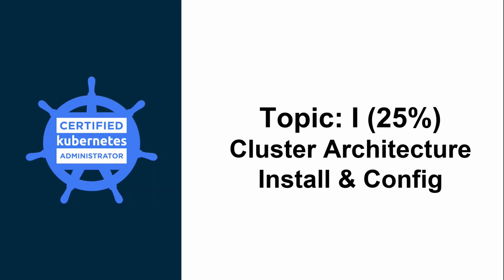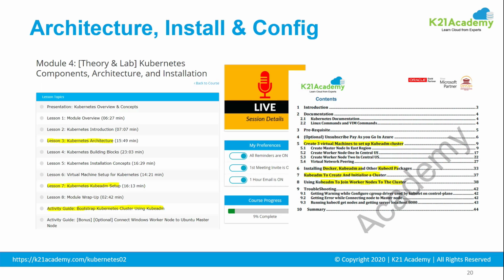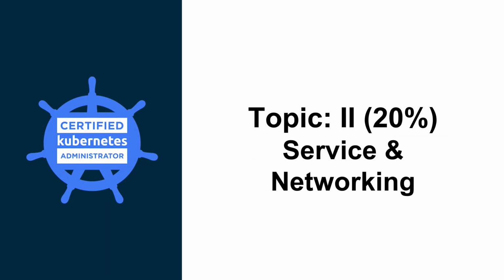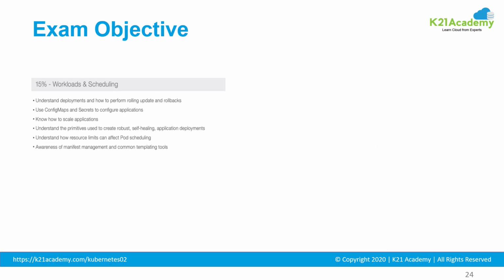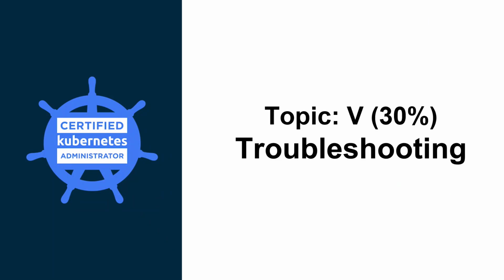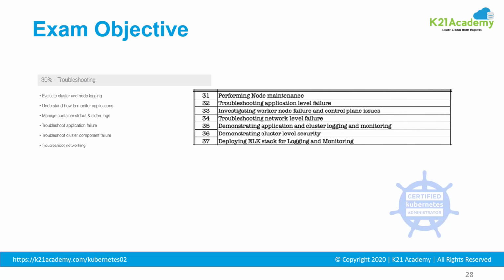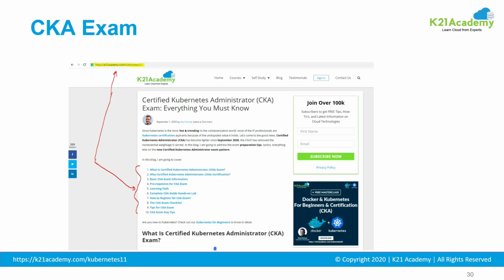And she will then go topic-wise, starting from cluster architecture, install and configure. What are the objectives and what labs you should be performing in order to learn and do this certification. So topics like architecture, installation, configuration, service and networking, workload and scheduling that consist of 15%, 10% on the storage side, and then the final 30% on troubleshooting, which is very important for you as a Kubernetes administrator. You should know all of these inter-components and how to troubleshoot them.